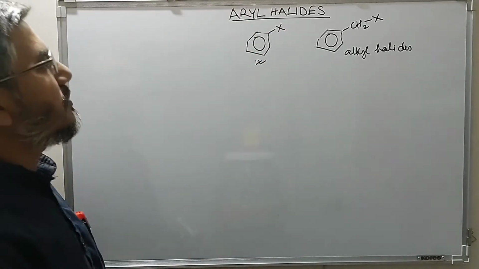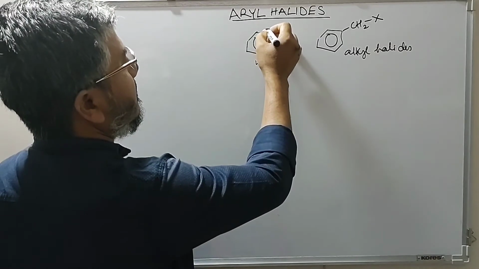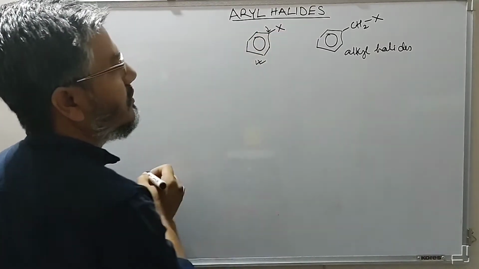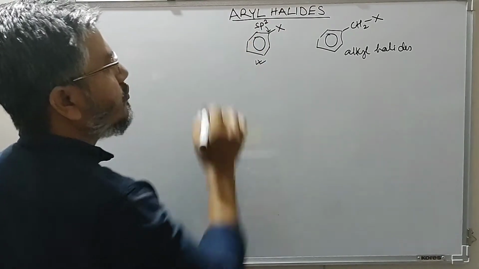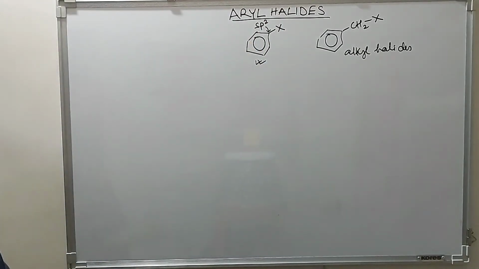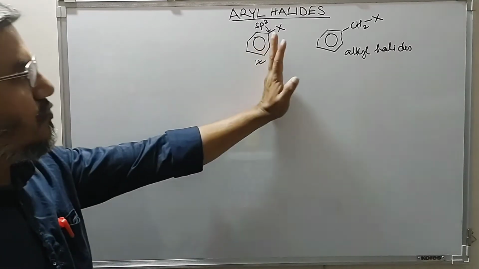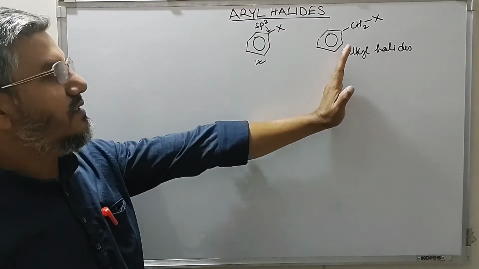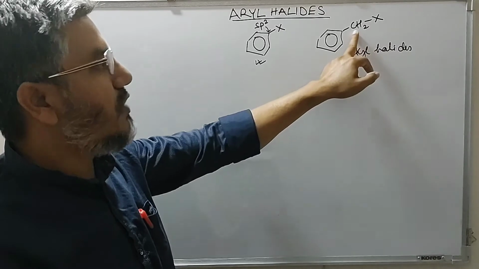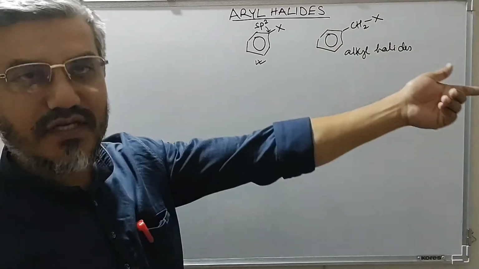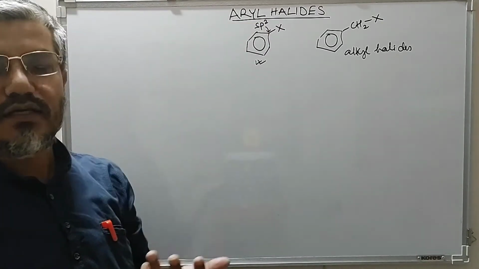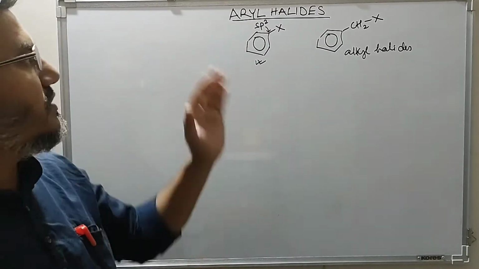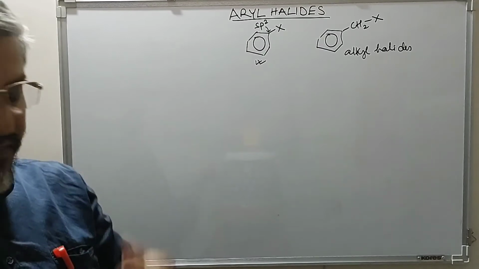So in aryl halides, look at this carbon to which the halogen is attached: it is an sp2 hybridized carbon. In the case of alkyl halides, the halogen was attached to an alkyl group, and this alkyl carbon was sp3 hybridized. Now we have the halogen attached to an sp2 hybridized carbon atom of the benzene ring. So this is what we call aryl halides.